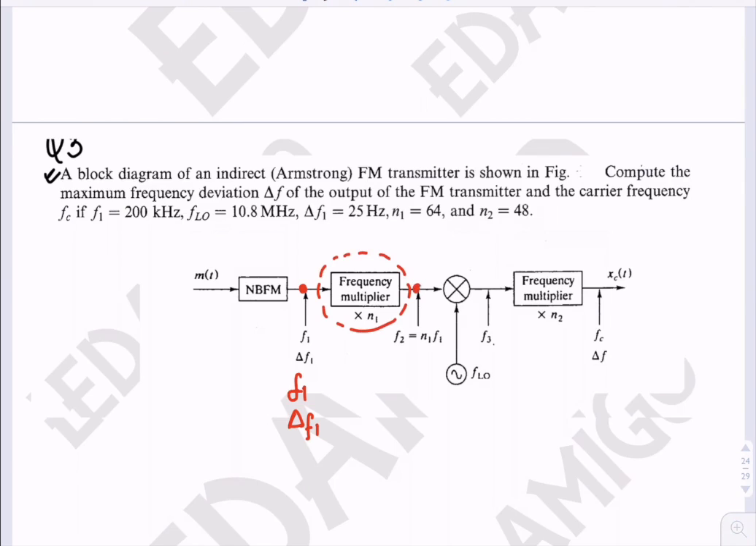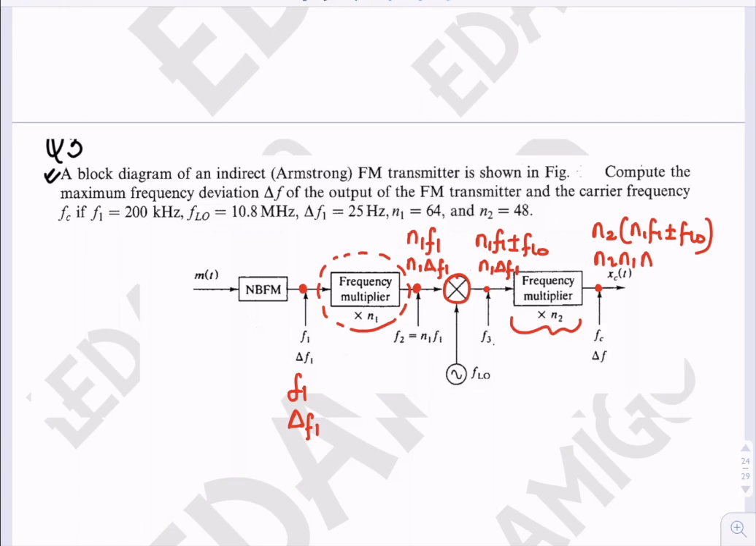Now the frequency multiplier will multiply it with N1. So here we will get a carrier of frequency N1 into F1, and the frequency deviation will be N1 into delta F1. Simple. Now this frequency mixer will only change the carrier frequency. It will change the carrier frequency N1 into F1 plus minus FLO, but the deviation will remain the same, that is N1 into delta F1. At the output, the frequency multiplier changes both, so it will give us N2 into (N1 F1 plus minus FLO), and N2 N1 into delta F1 is the deviation.